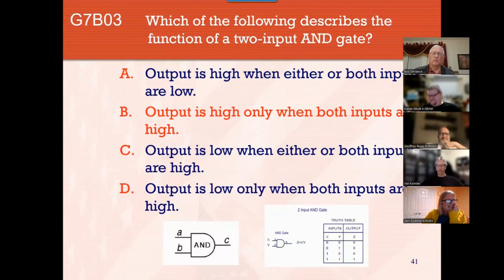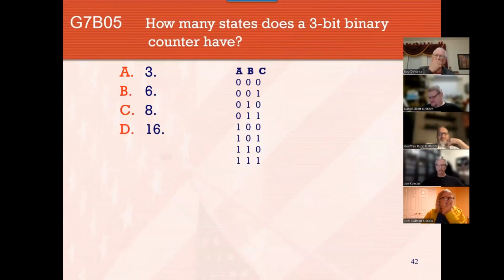Okay, moving right along. One more. Still a little bit of digital stuff here. How many states does a 3-bit binary counter have? Binary means ones and zeros, counting in ones and zeros, or highs and lows. 3 bits means we have 3 different transistors or 3 different devices, each of which represents one of those 3 bits. And I've labeled the bits here A, B, and C.